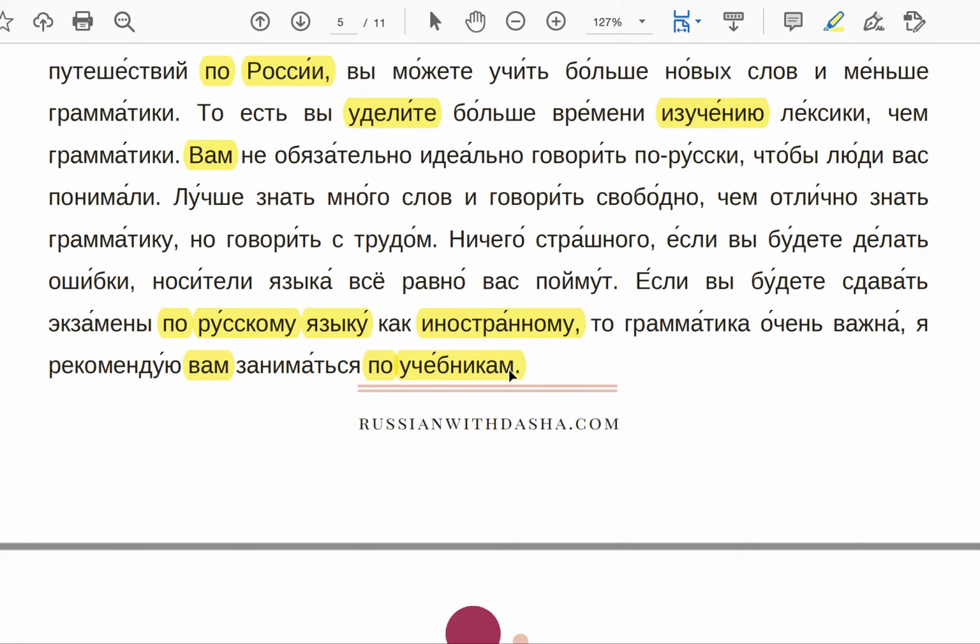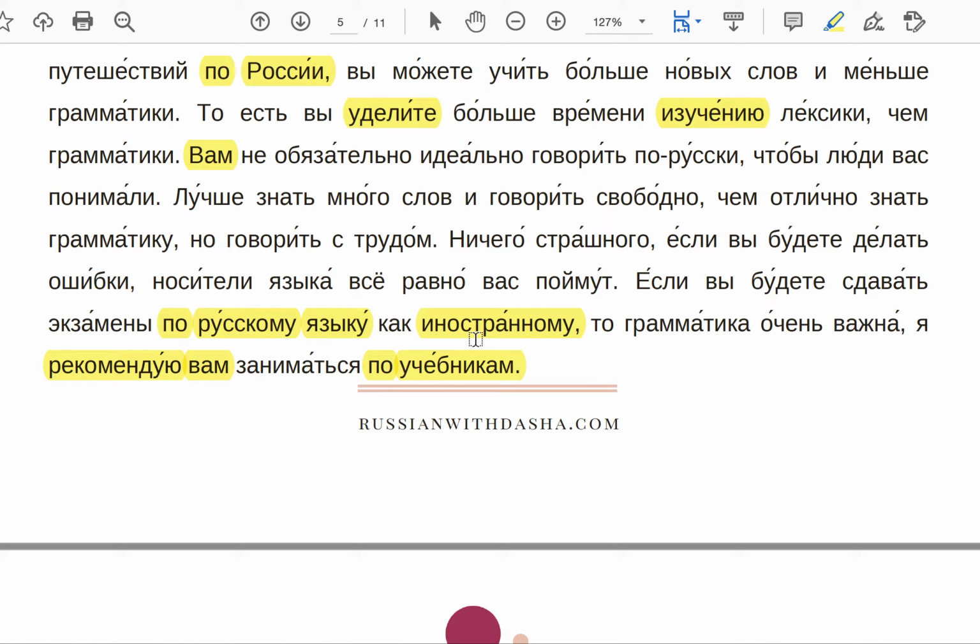Если вы будете сдавать экзамены по русскому языку, so this is basically in Russian, this is a set phrase, как иностранному, basically for foreigners, for a foreigner, то грамматика очень важна, я рекомендую вам заниматься по учебникам. So often when you see рекомендовать, then you're recommending to someone. And this is actually a very good reason why when Russians are speaking English, they'll say, I recommend you. I recommend you the book that I read recently, for example.